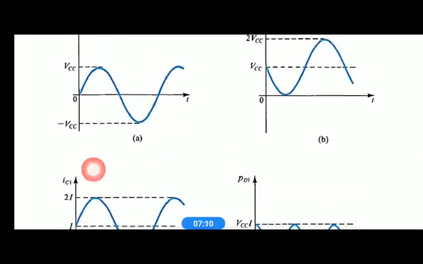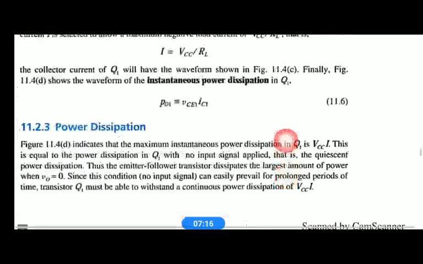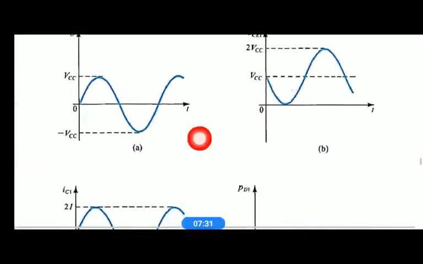Since VCE1 becomes completely zero, you can see from this formula that V0 is equal to VCC. Hence the output voltage will be equal to VCC.